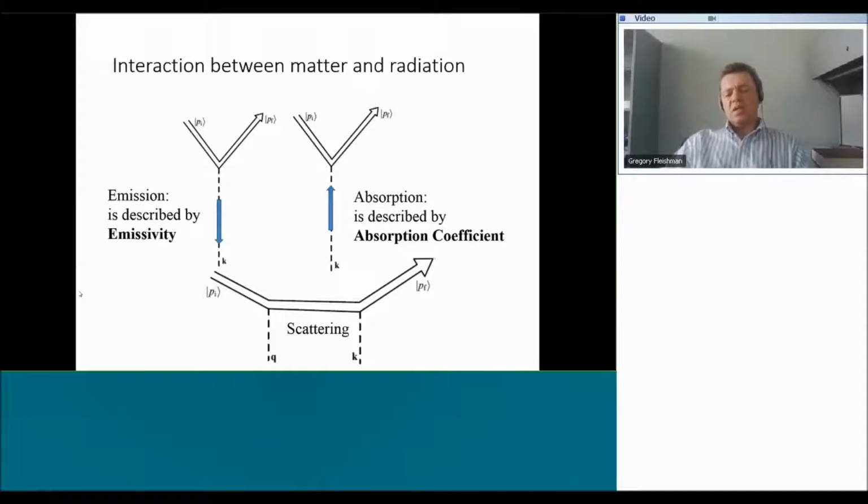The easiest two are emission and absorption, and scattering is a much more complicated process. It's much more difficult to include scattering in the process of radiation transfer. In what follows, we will only consider the first two processes, emission and absorption. We are not going to consider scattering during either the lecture or the summer school.